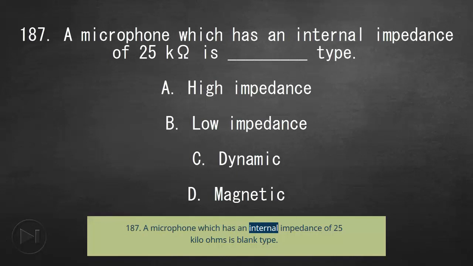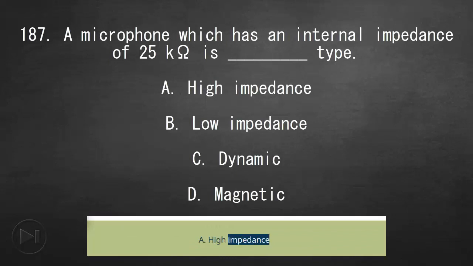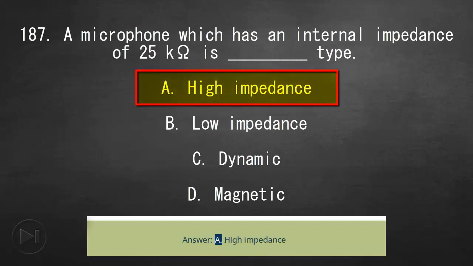187. A microphone which has an internal impedance of 25 kilo ohms is blank type. A. High impedance. B. Low impedance. C. Dynamic. D. Magnetic. Answer, A. High impedance.